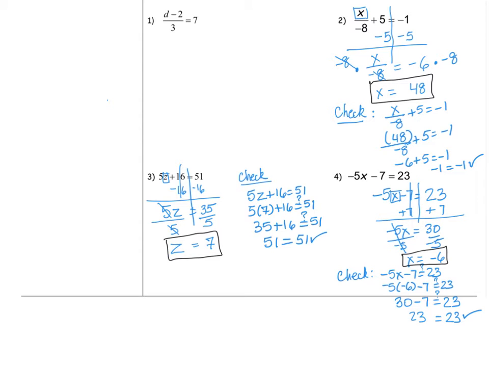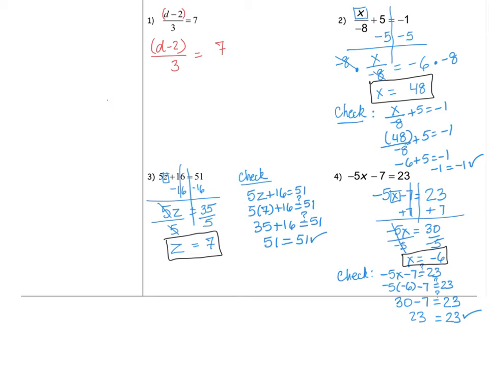So here is how I'm going to handle this. I am going to go ahead and put a set of parentheses around this just to make sure that I don't accidentally end up separating them. They're not going to get separated. They have to stay together. So I've got d minus 2 being divided by 3, and that equals 7.